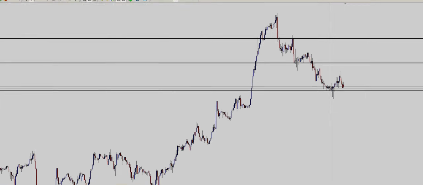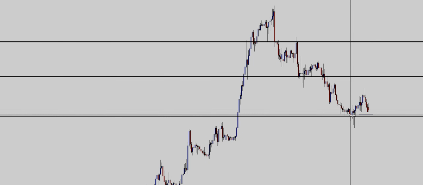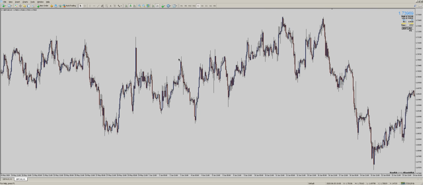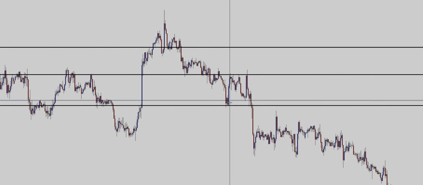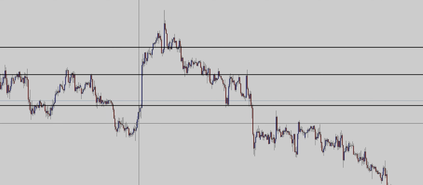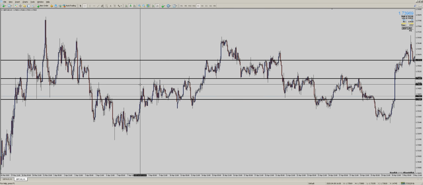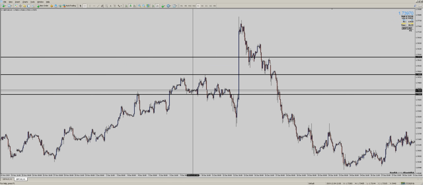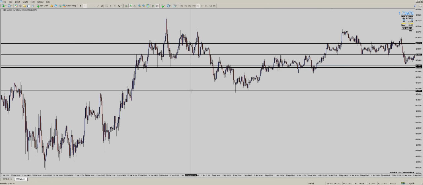And why I chose this area is because of this body rejection and wick rejection. And so we don't have any other proof, so we have to go back in the past to see if it's a good level. Okay, so we have our first support bounce, multiple support bounces, support bounce, resistance, support. So this is a good level.